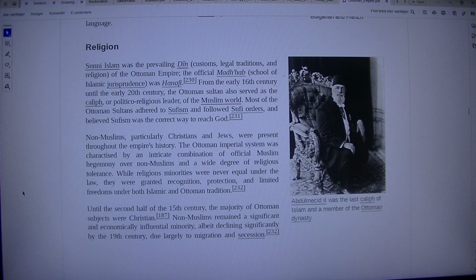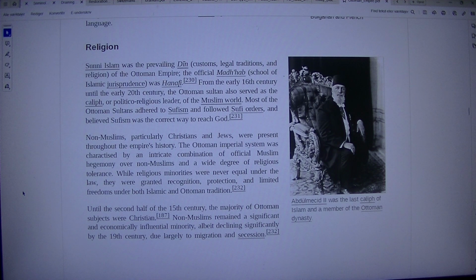Until the second half of the 15th century, the majority of Ottoman subjects were Christian. Non-Muslims remained a significant and economically influential minority, albeit declining significantly by the 19th century, due largely to migration and secession.